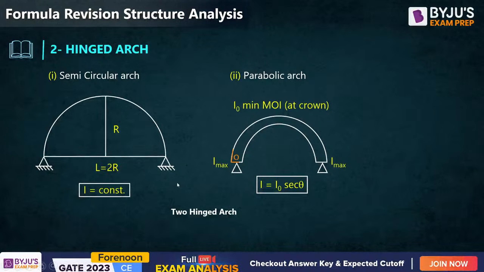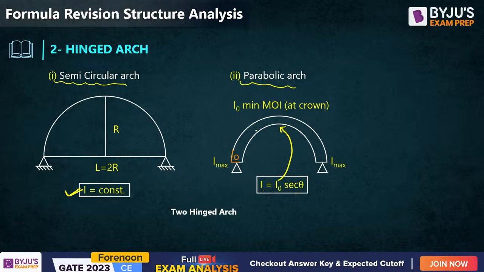Now let us suppose guys, if you have two hinge arch, so for two hinge arch, please remember this point. If you have a semicircular arch, अगर आपके पास semicircular arch है तो I उसका कांस्टेंट होता है. अगर parabolic arch है तो I का फॉर्मूला हो जाएगा I into I naught sec theta. What is I naught? This is the minimum moment of inertia at the crown, right? What is theta? Theta is nothing but the angle which you have to calculate on this particular parabolic arch by drawing a tangent over it, है ना.